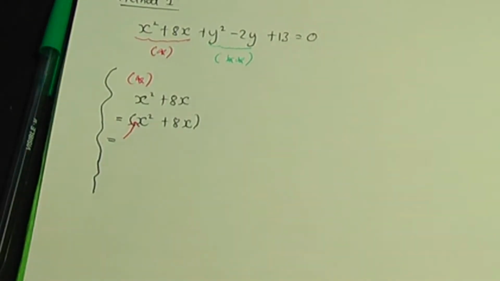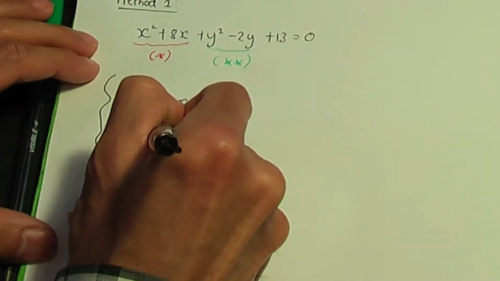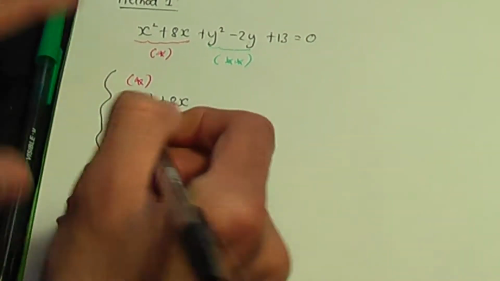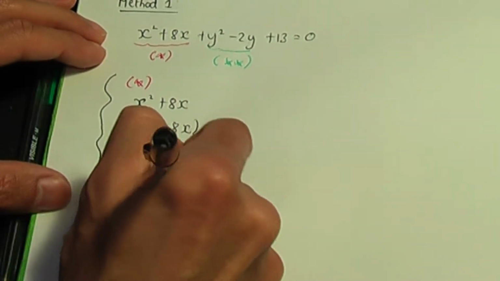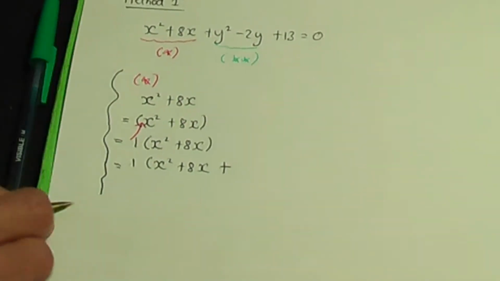So the coefficient of x squared is 1. If I take that as a common factor, I'm left with x squared plus 8x within the brackets. Third step, I have this one. I copy down the x squared plus 8x, and I'll always add here.